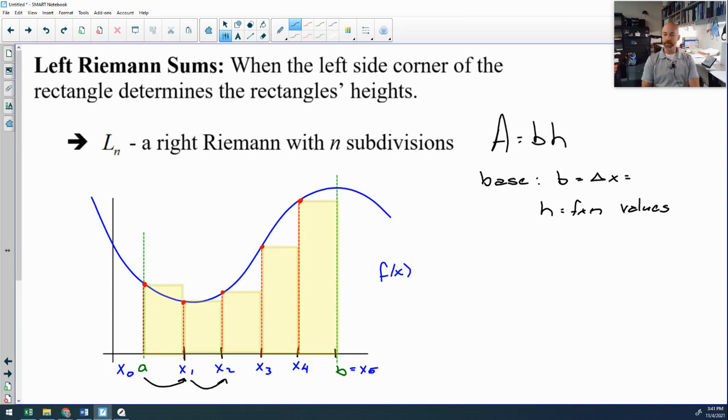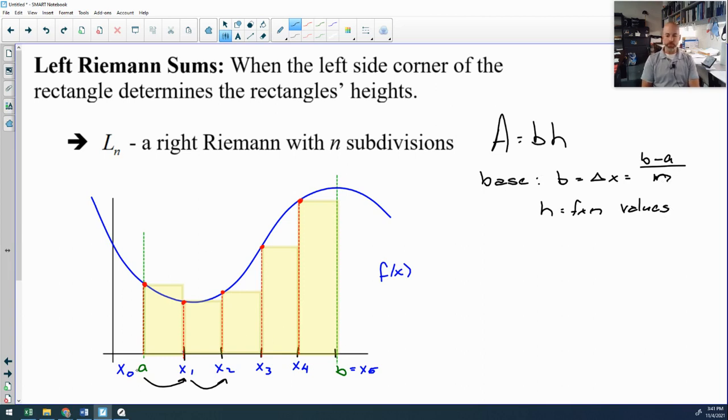If you want your delta x, you'll do the length of the whole interval divided by the number of subdivisions. And so right here I can physically count 5 subdivisions, so each delta x would be b minus a over 5. And if there's n subdivisions, if we don't know how many there are, then the delta x will be b minus a over n. And that's a little bit more of a generic way of finding the delta x.